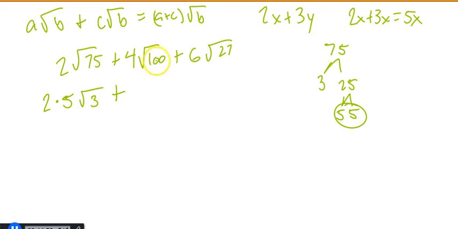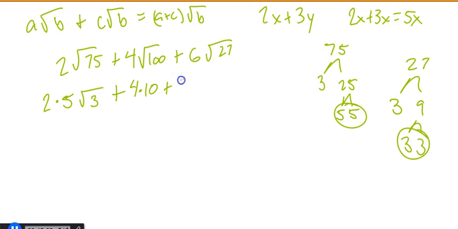Okay, square root of 100 is 10. So here I have 4 times 10. And then here I have 27. Let's break it down. 3 and 9. 3, and 3. There's my group of 3. 6 times 3, square root of my lonely 3 left inside. Well, miracle of all miracles, look at this. We have a 3, we have a 3. We can suddenly combine some stuff.